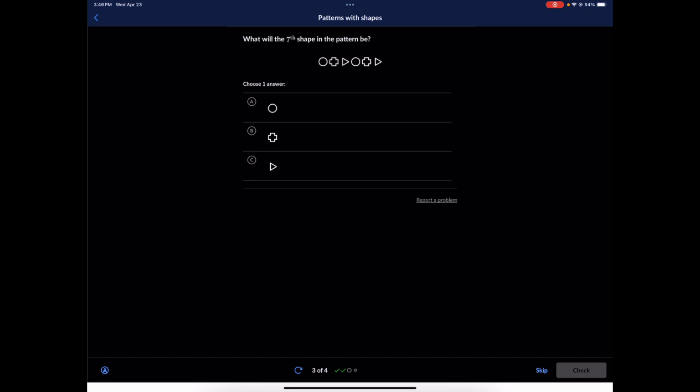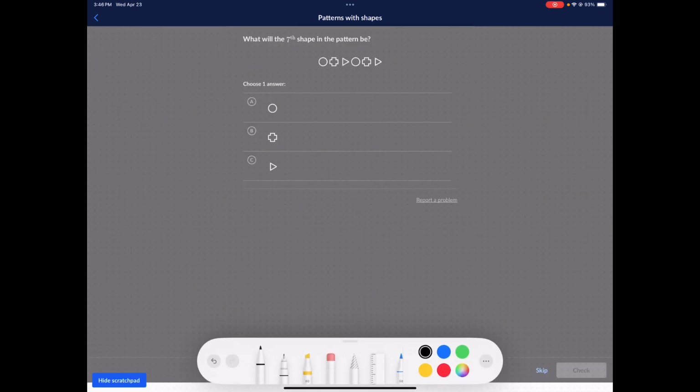Okay, next one. What will the 7th shape in the pattern be? First, let's see what the pattern is. So we have circle plus triangle. Circle plus triangle. Hey, how about that? It looks like it repeats right here. So that's our pattern. Circle plus or triangle. So if we repeat that many times, it looks like we got 6 of them. So since there's 6 of these already, in other words, it's saying what's the next shape going to be.